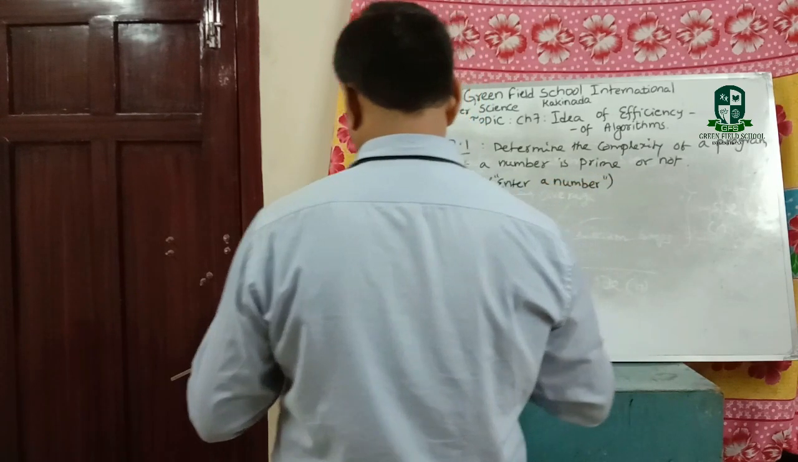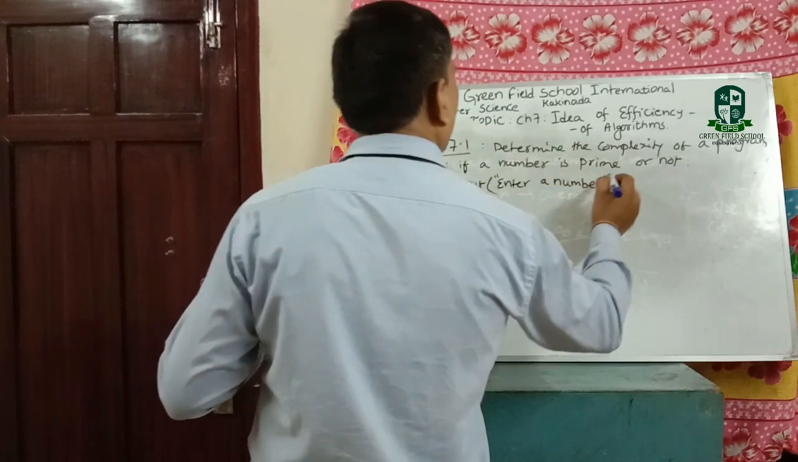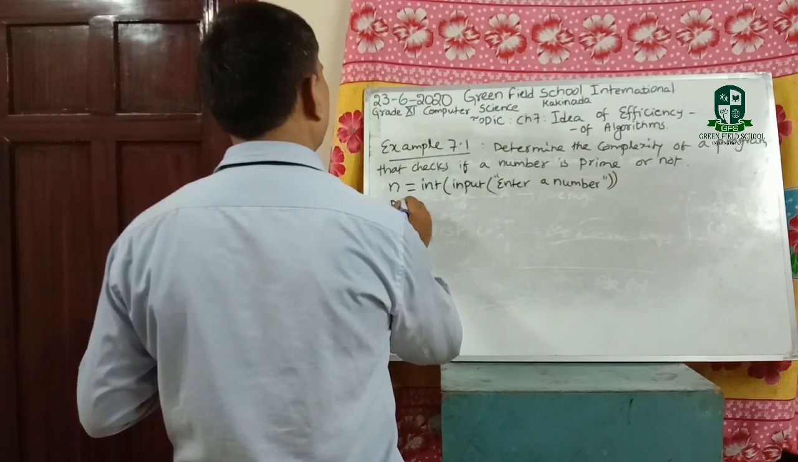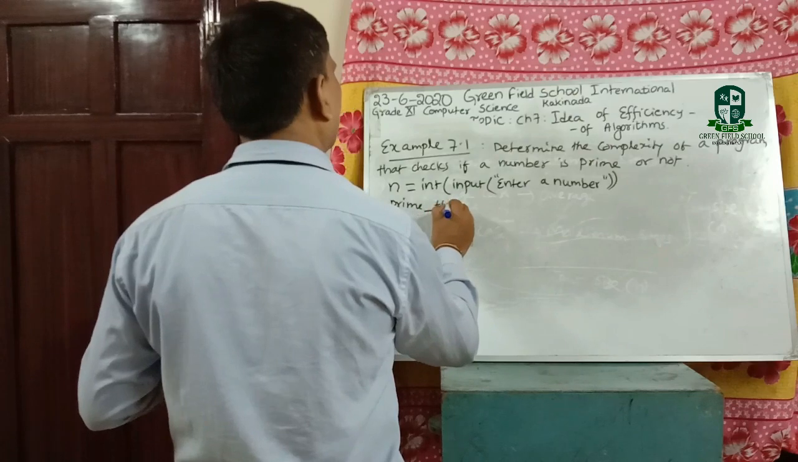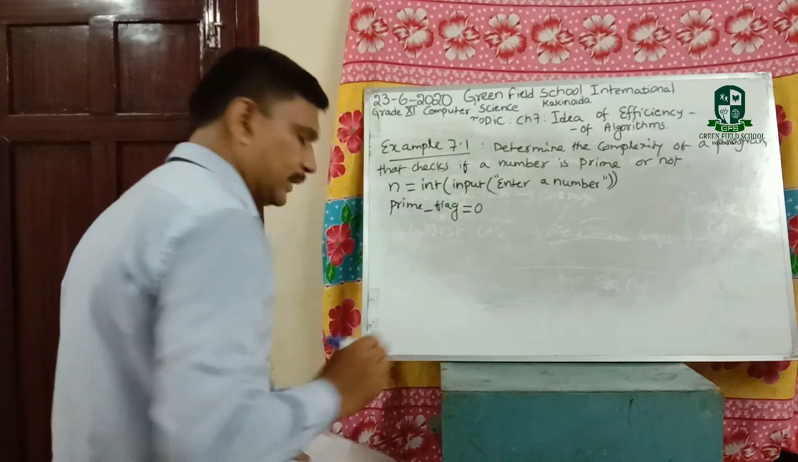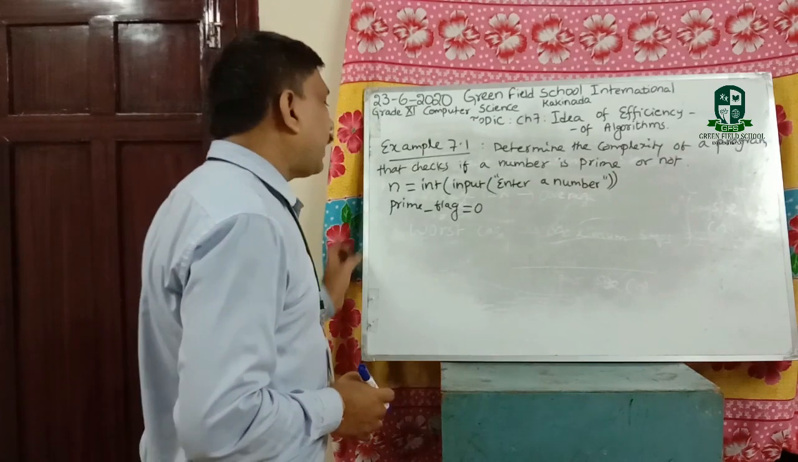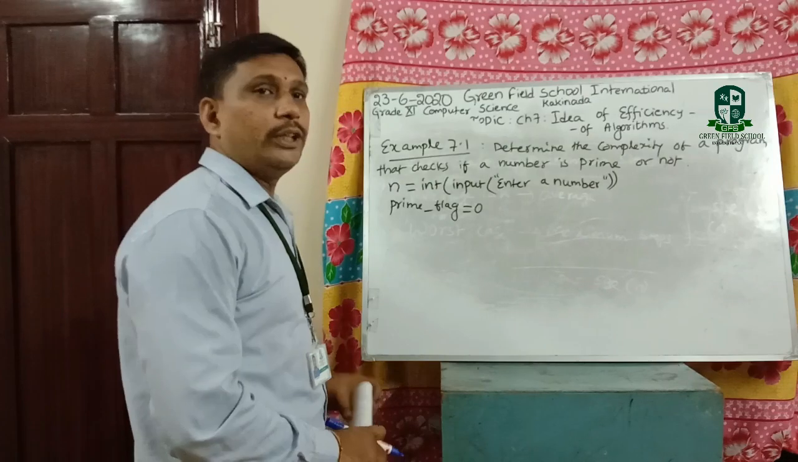So first we enter a number. Next we check the prime flag. Initially, the prime flag is set to 0.